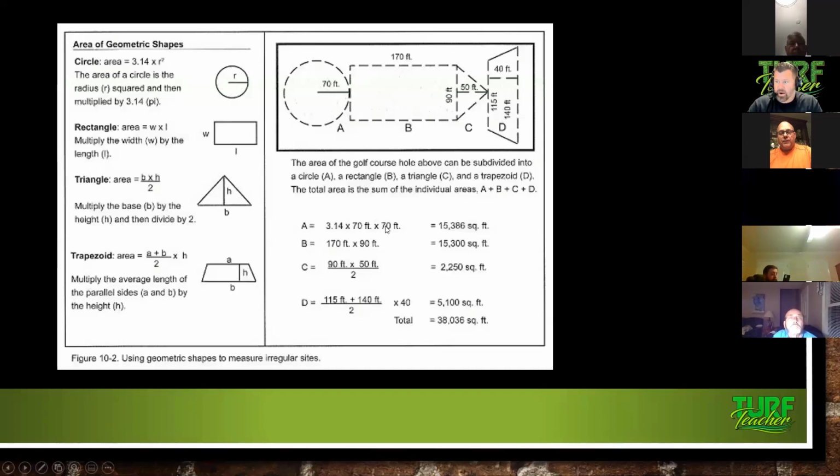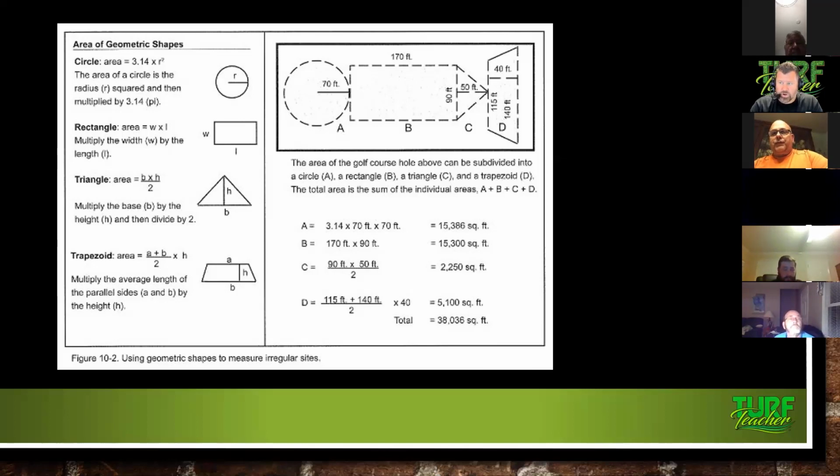Here we have our basic shapes, and this is a golf course hole. I love this problem because it shows you how to break it down. We've got some yards that are cut up all over the place. You can't just go out and measure length times width to get the square footage of these yards. You've got to break it down into geometric shapes that we can figure pretty easily.